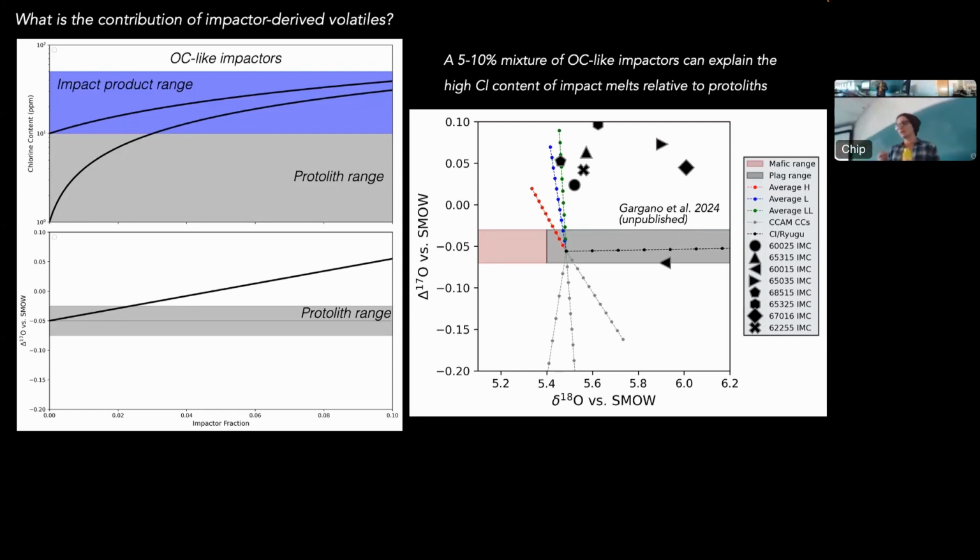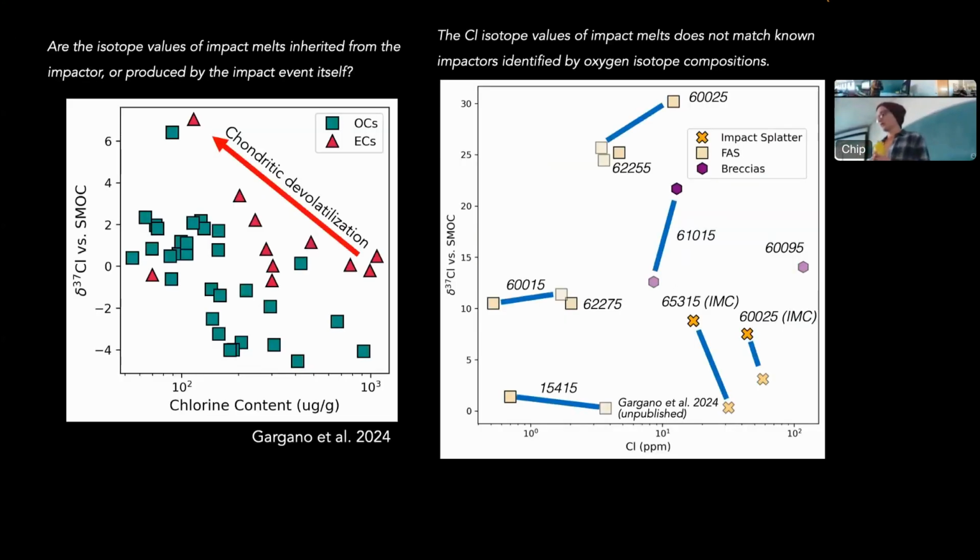So with this constraint, we can explain the chlorine content excess of the materials, but it doesn't quite explain the chlorine isotope value of the materials. So for that, I'm going to share some more data here that hopefully will be published pretty soon.